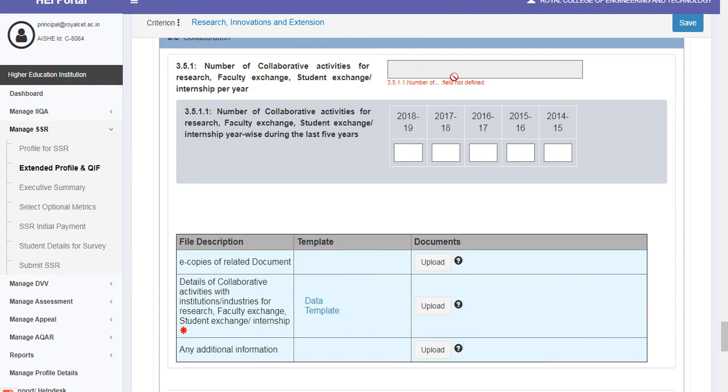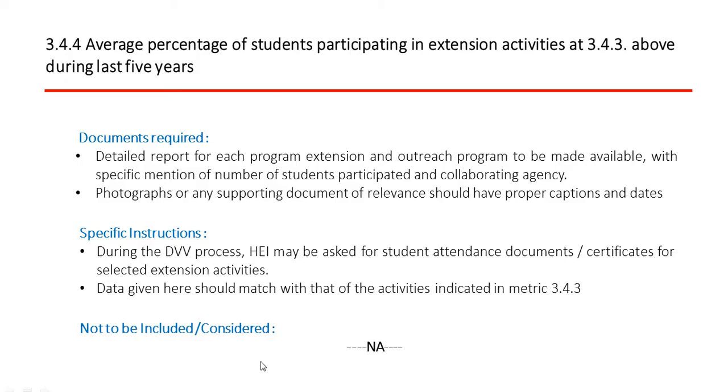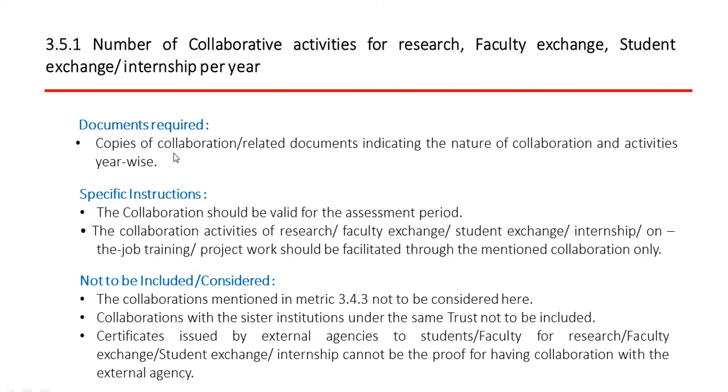E-copies of related documents can be uploaded. There is a mandatory data template upload and an upload for any additional information. The documents required for verification in this metric are copies of collaboration or related documents indicating the nature of collaboration and activities year-wise, and the specific instruction says the collaboration should be valid for the assessment period.